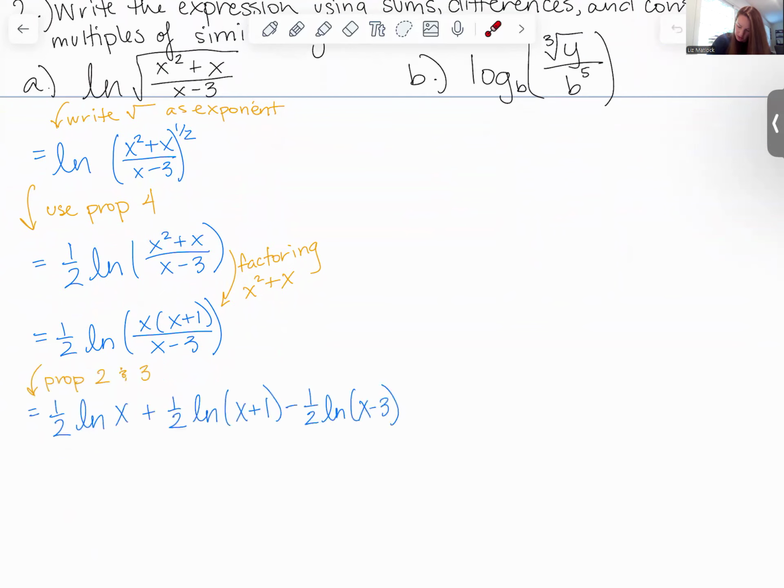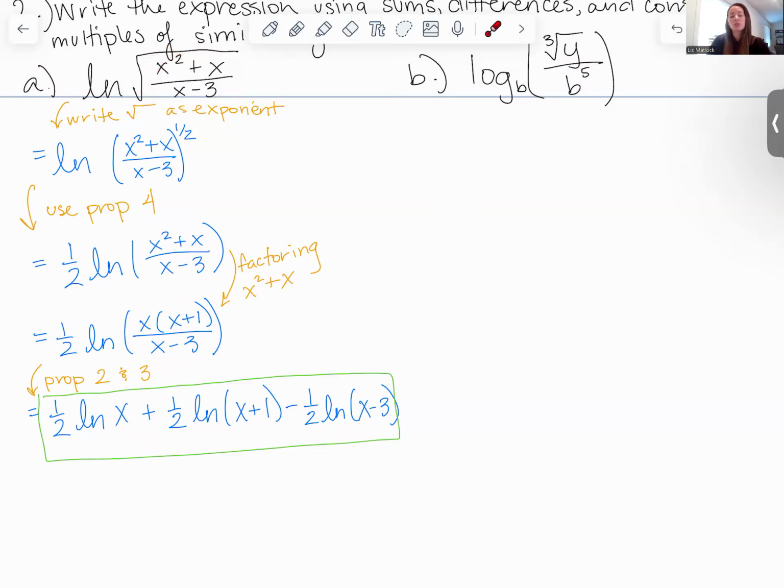So I'm using properties 2 and 3 now. So I'm splitting up this one because I have a product. I have x times x plus 1, so that's why I have a plus between these logs now. And because I'm dividing by an x minus 3 inside the log, I can subtract this 1/2 ln of x minus 3. I want to point out, though, that every term here has the 1/2, and that's because everything was under this square root. So everything was raised to the 1/2 power.